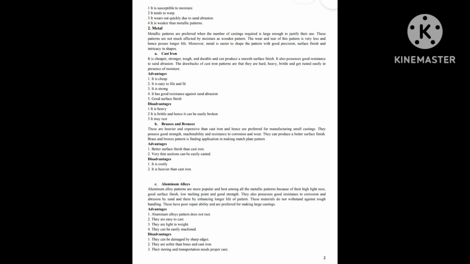A. Cast iron. It is cheaper, stronger, tough, and durable and can produce a smooth surface finish. It also possesses good resistance to sand abrasion. The drawbacks of cast iron patterns are that they are hard, heavy, brittle and get rusted easily in presence of moisture. Advantages. 1. It is cheap.